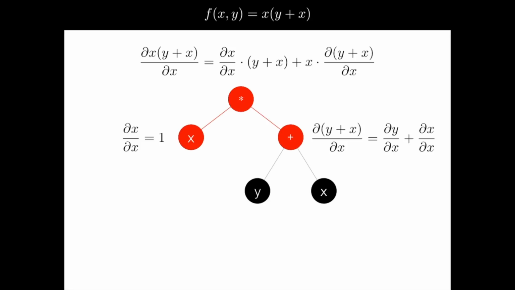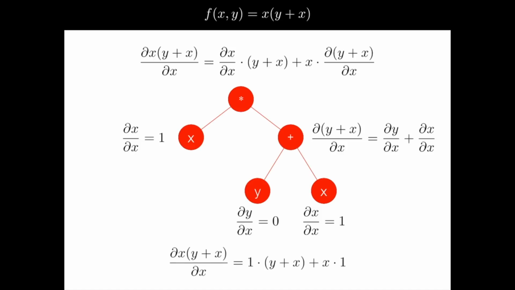We have dx equals 1 on the left side. On the right side, the rule for addition is we just take the derivative of the terms and add them. And we calculate those values and then substitute all this into the expression at the top. And this gives us y plus x plus x.